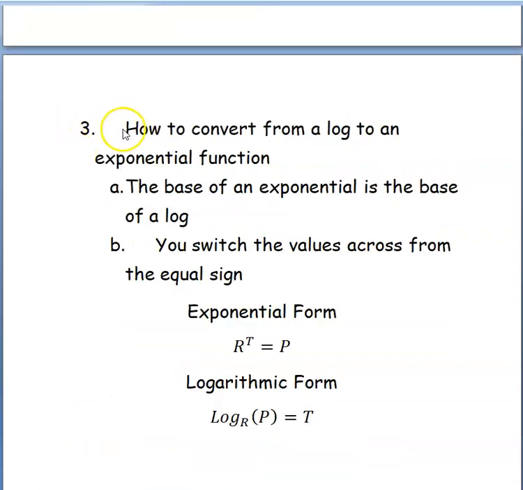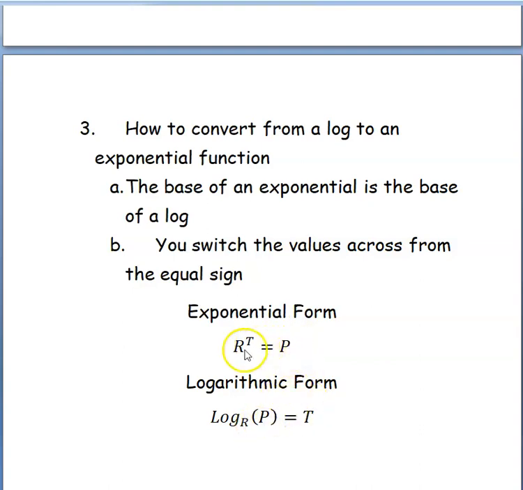Now, how to convert from a log to an exponential function. So, first off, the base of an exponential function is the base of a log. That is something that's a given, just so we're clear. The base of an exponential function is the base of my log. So if I had an exponential here that was r to the t power equals p, what's my base? R. What's the base of my log going to be? Also r. And then you switch the values across the equal sign. So you see how this t and this p, they flip-flop.